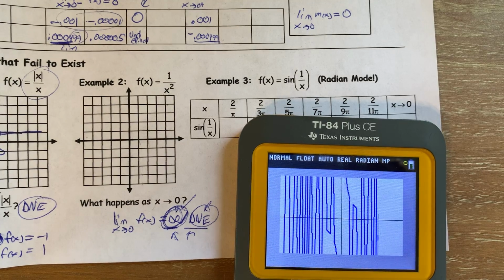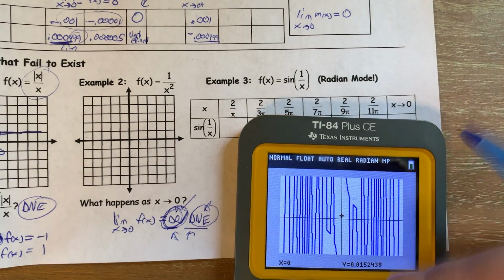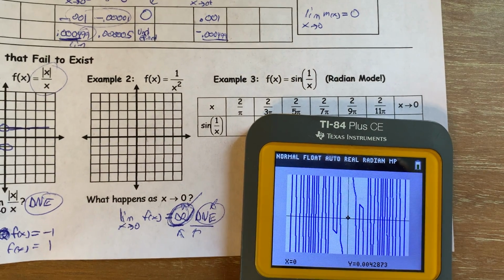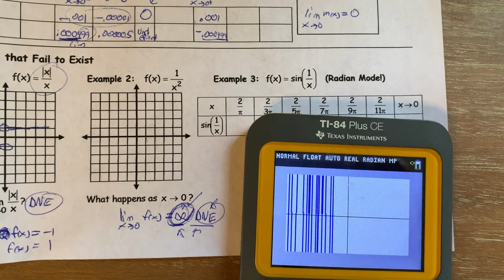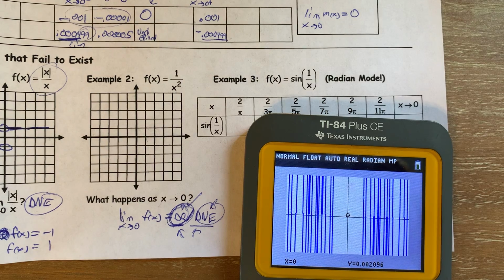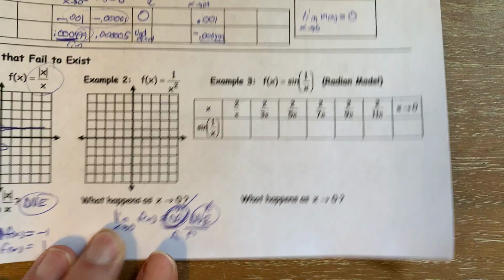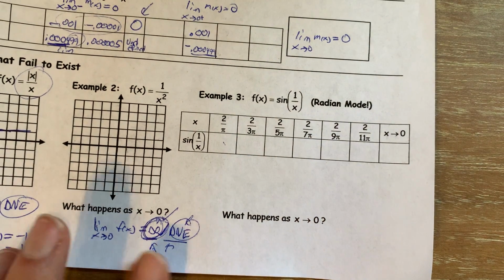So what's happening here is that as you get closer and closer to 0, it just bounces up and down faster and faster. The closer you get to 0, the more quickly it bounces up and down. And since there isn't a y value that you're getting closer and closer to, it's just bouncing up and down. We can see this if we make a table here.